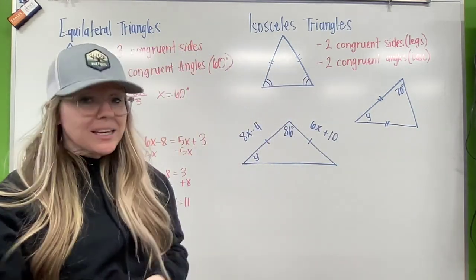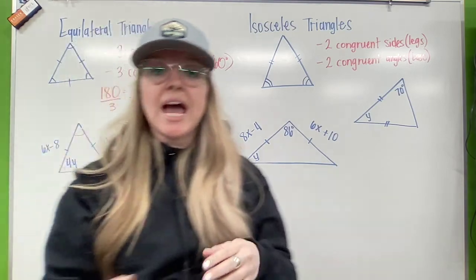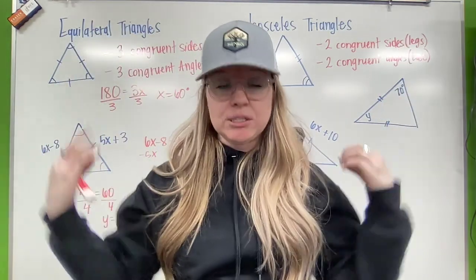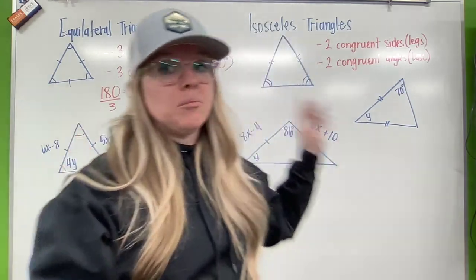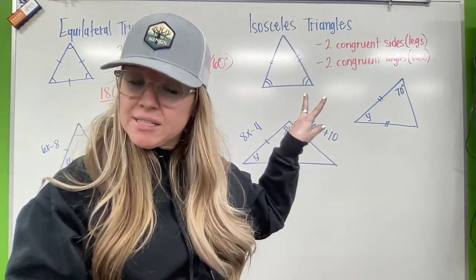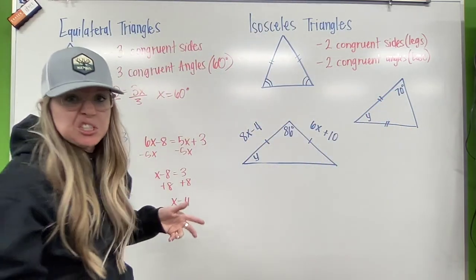Right now we're just using these facts. In future videos, we're going to actually look at proving these relationships. Because it's equilateral, it's equiangular. Because the sides are congruent, the base angles are congruent. We're going to prove that. But for now, let's just use it.